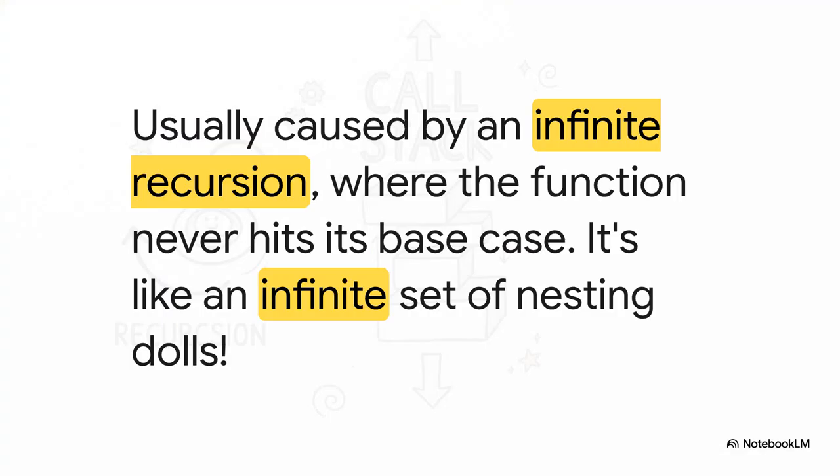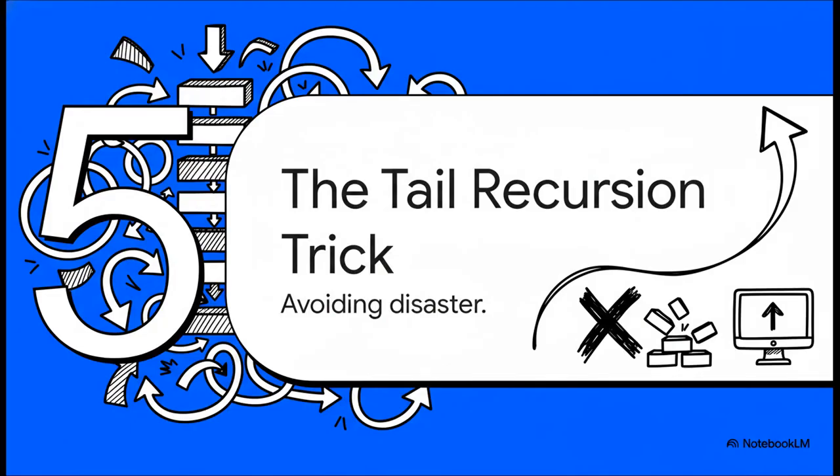So what's the number one culprit here? It's almost always a bug. You've either forgotten your base case, or you've written it in a way that it can never be reached. It's exactly like having a set of Russian nesting dolls that just goes on forever. You'll never find the end, and you'll just keep adding plates to the stack until there's no room left. But what if there was a way to write a recursive function that completely avoids this problem? Some programming languages support a really clever optimization for a specific style of recursion. It's known as tail recursion.